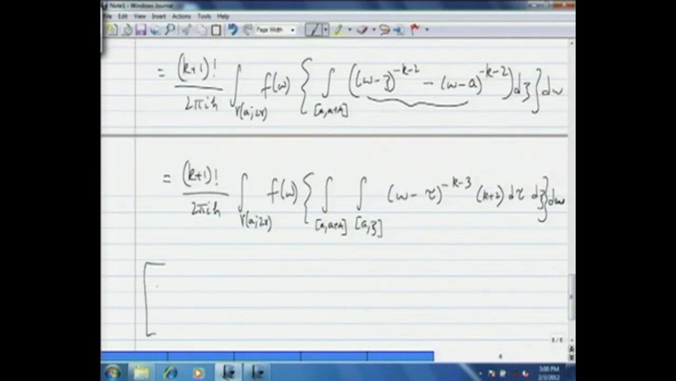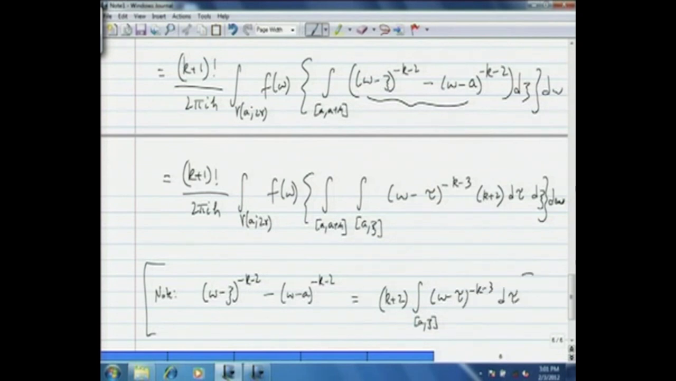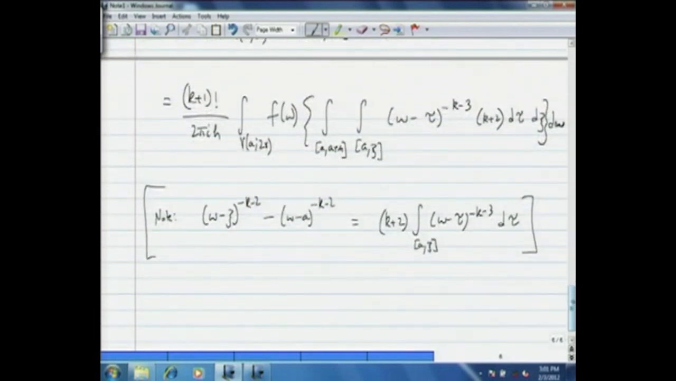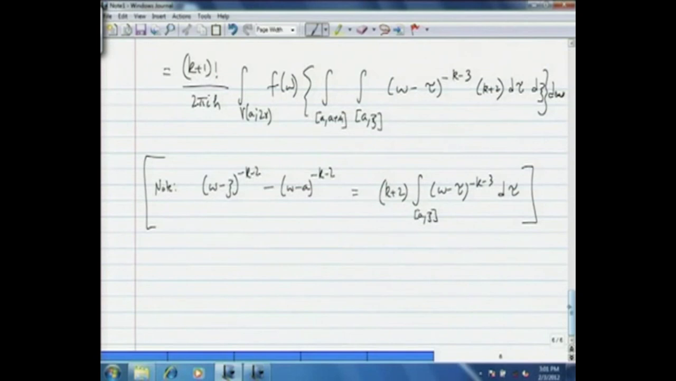So here is a note. I am using that w minus zeta power minus k minus 2 minus w minus a power minus k minus 2 is equal to k plus 2 times the integration over the straight line joining a and zeta of w minus tau power minus k minus 3 d tau. That is by the fundamental theorem of calculus, like I explained earlier. So with all this, now we are ready to make an estimate.